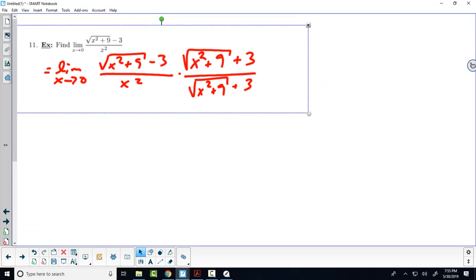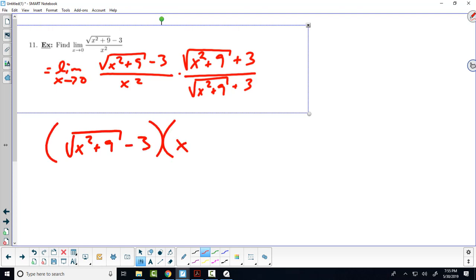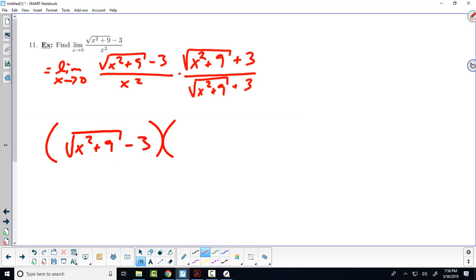Okay. So I'm going to go off to the side and just compute this part right here. I'm going to do this numerator product, the square root of x squared plus 9 minus 3, and I'm going to multiply it by the square root of x squared plus 9 plus 3. All right, I'm going to do this once slowly. I'm going to show you all the work. Okay, if you ever get stuck, you come back to this work. I will usually FOIL this out in my head, because I prefer it that way. I make mistakes when I do it slowly.